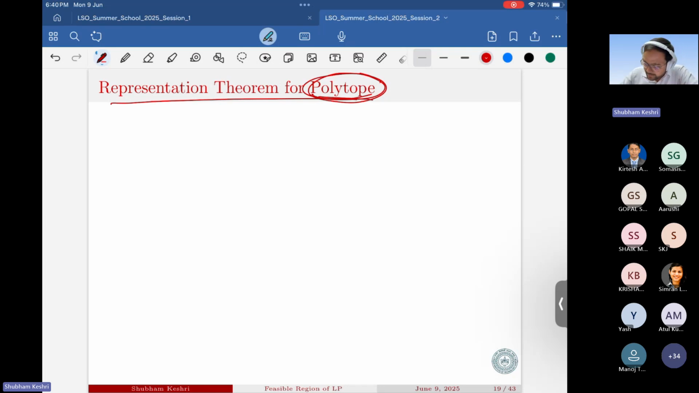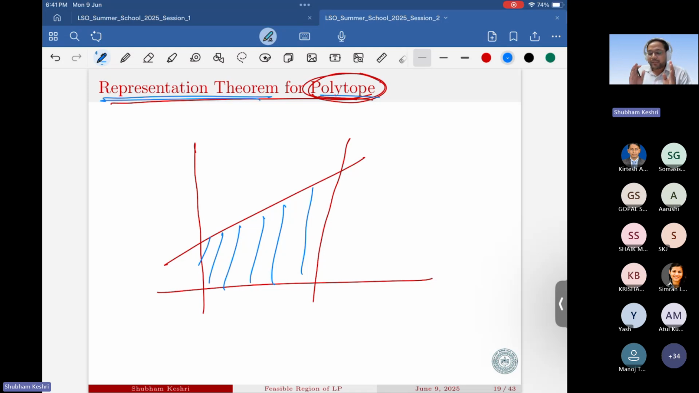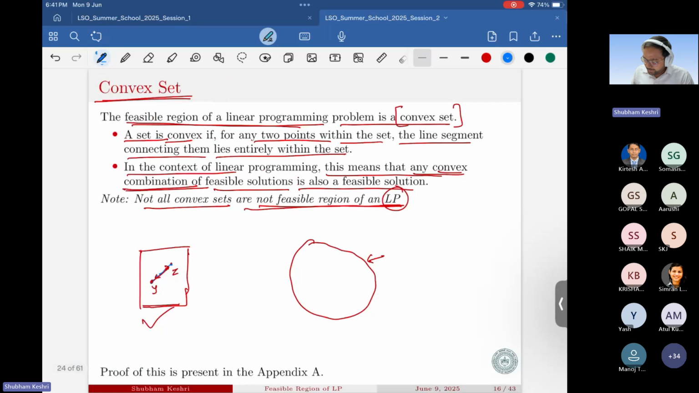I will just tell you in the context of two dimensions. Suppose this is the feasible region of an LP. I will not go into too much detail; I will just give you the idea. This representation theorem for a polytope says that, since it is a polytope, the feasible region is bounded. There is no unboundedness.